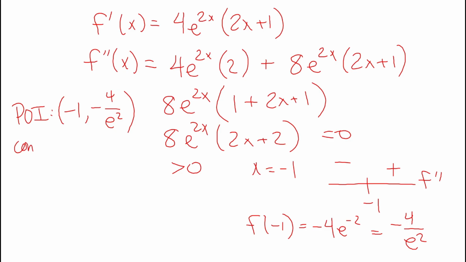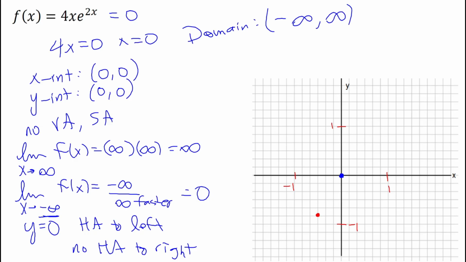We're going to be concave down on the interval negative infinity to negative 1, and concave up on the interval from negative 1 to infinity. And we'll plot that point, negative 1 comma negative 4 over e squared. Negative 4 over e squared is even closer to 0. It's more like about negative a half. So we'll just throw that in right around here.